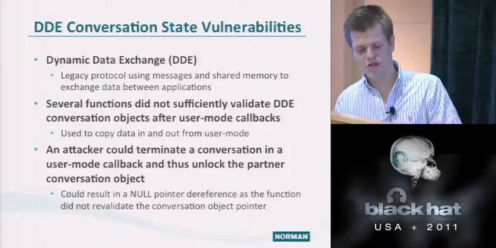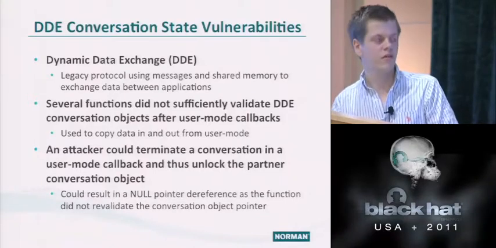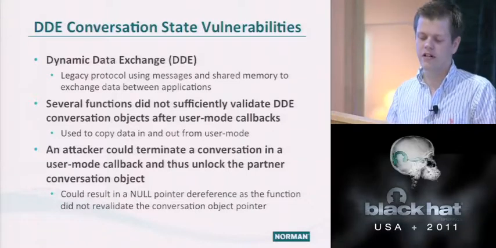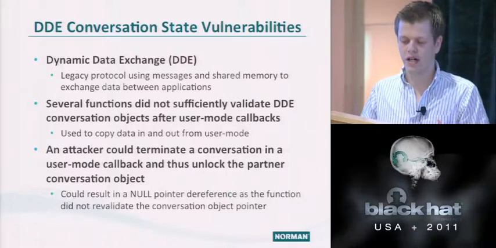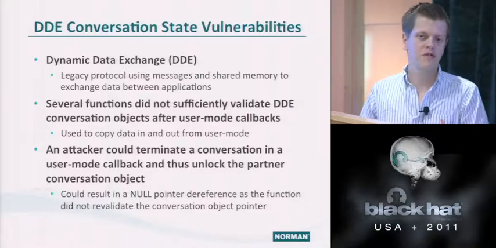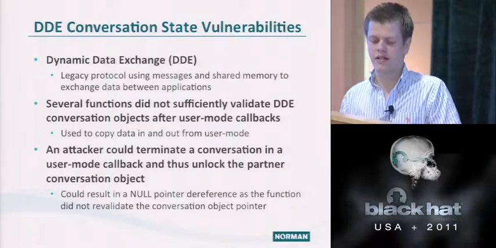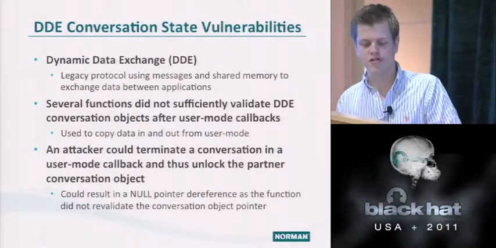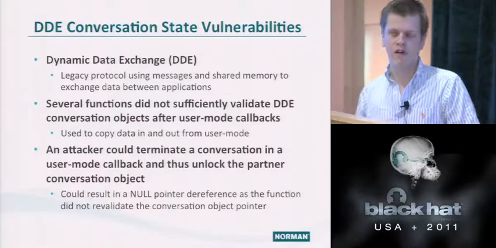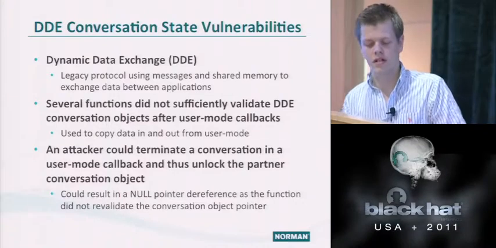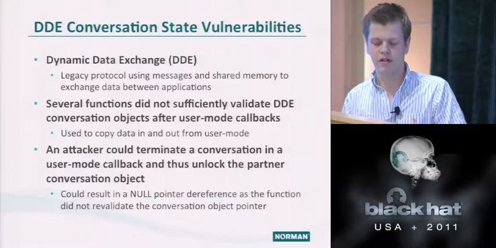So this was another class of vulnerabilities. I think about 10 of them were in DDE conversation state handling. DDE, or dynamic data exchange, is the legacy protocol for passing data between applications. Windows still supports this. Several functions did not sufficiently validate the changes that occurred after user mode callbacks. So they did not check for the pointer to the opposite party. That pointer could possibly be null, so it would end up in a null pointer dereference.